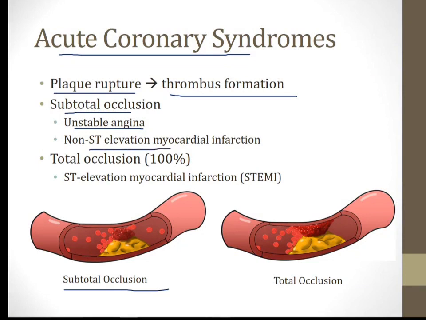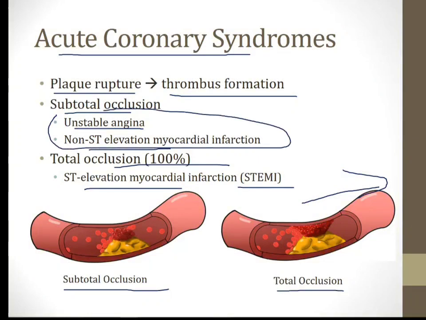The acute coronary syndrome can also lead to total occlusion of the vessel with no blood flow beyond the occlusion because the lumen is entirely occluded by the thrombus. In this case, there's a 100% occlusion of the vessel and no blood flow, and this leads to an ST elevation myocardial infarction, or STEMI. But all of these clinical syndromes, unstable angina, NSTEMI, and STEMI, are called acute coronary syndromes because they all involve plaque rupture and thrombus formation.